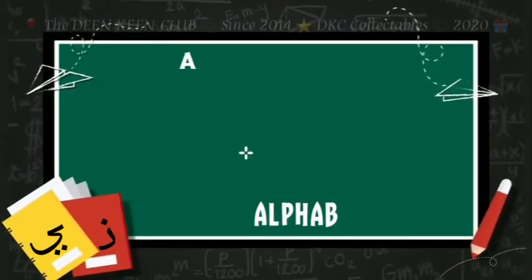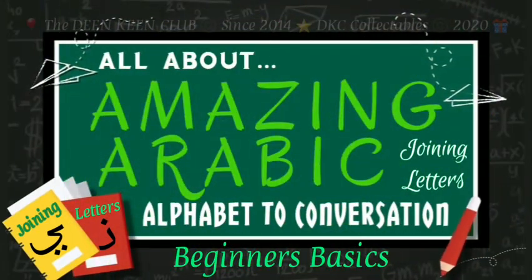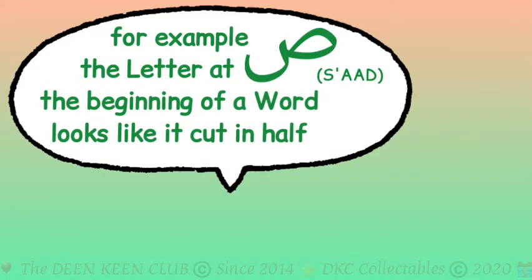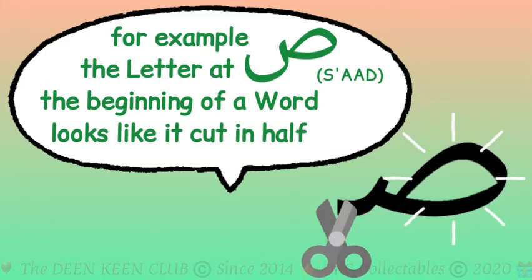All about amazing Arabic, joining letters. In the previous lesson, we said that many letters of the Arabic alphabet can look very different when they are joined with other letters to make words. For example, Saad at the beginning of a word looks like it's cut in half.